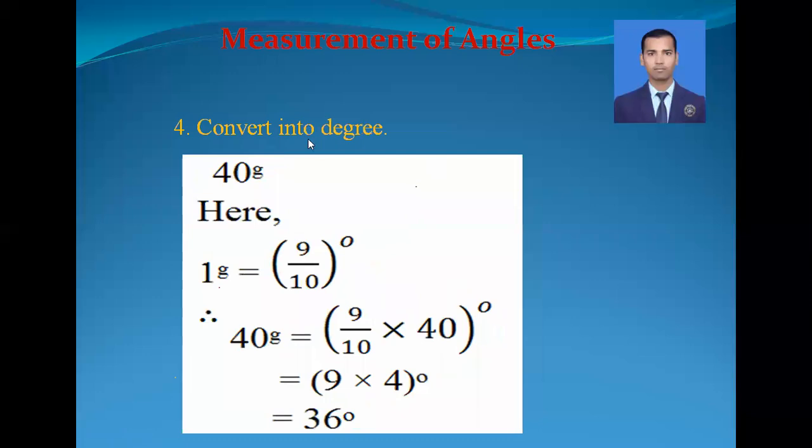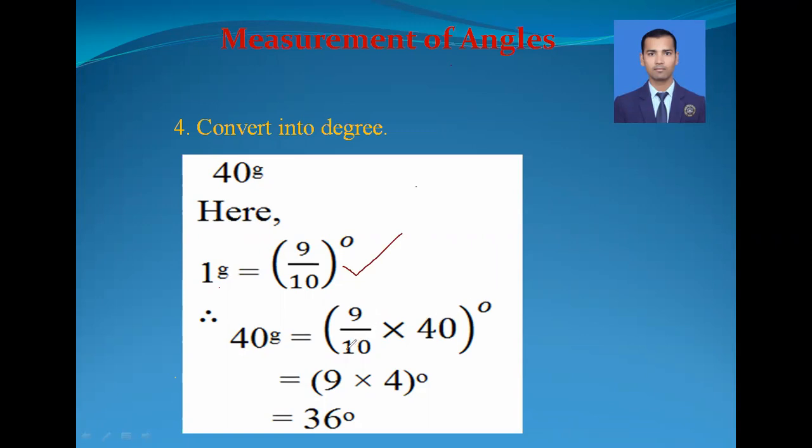In the same way, when the grade measurement is given and the question commands us to find the measure in degree, what we should do is this: 1 grade is equal to 9 by 10 degree. This is the formula for conversion of grade into degree. So 1 grade is equal to 9 by 10 degree. Therefore 40 grade is the same, we should multiply by 40. That is 9 by 10 into 40 degree.